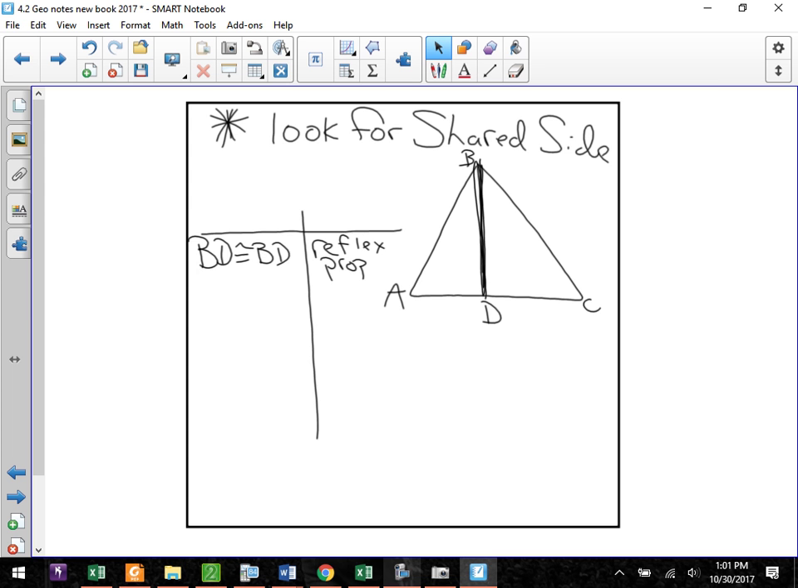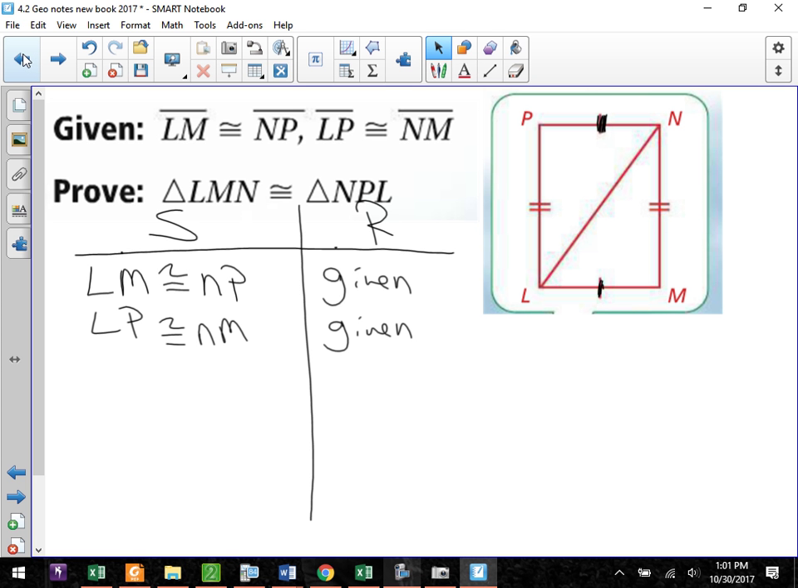Back to our picture. What's shared? Does it often say LN or NL? No. Nope, not at all. So I can say from my diagram, LN is congruent to LN, and what's my reason? Reflexive property. Am I right or am I wrong? They're saying shared side. No, you have to use what's called reflexive property. Okay?